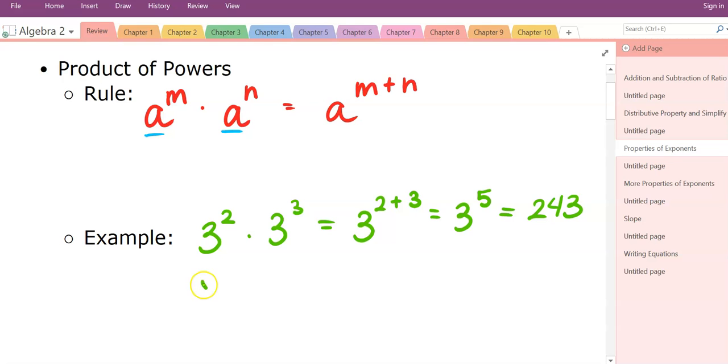If you have just letters, like I showed you in the rule up above, but let's say we have x squared times x to the third. Same rules apply. You're going to add the 2 plus the 3, but this time we're going to have to leave it at just x to the fifth power because we don't know what x is.